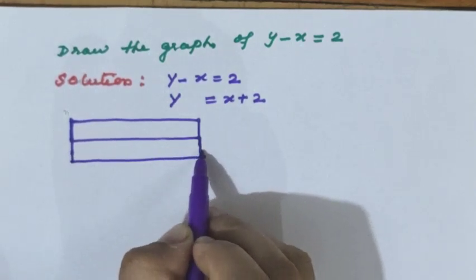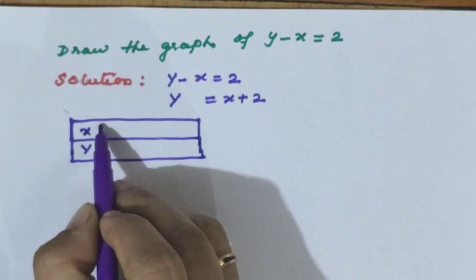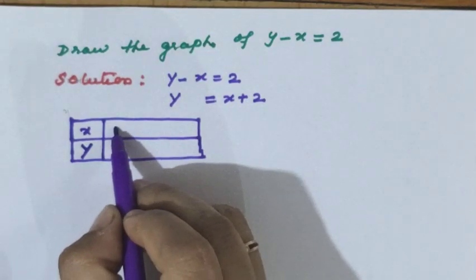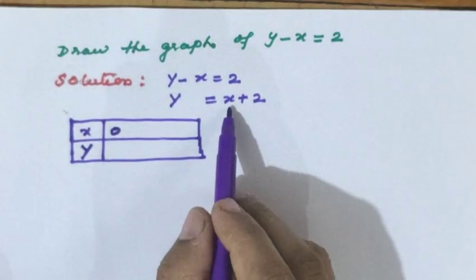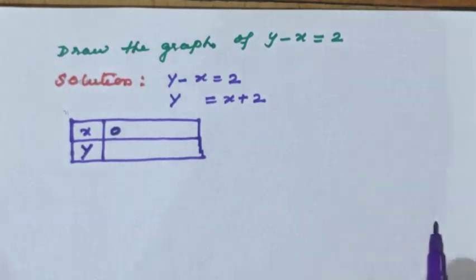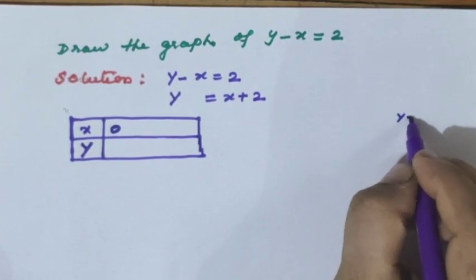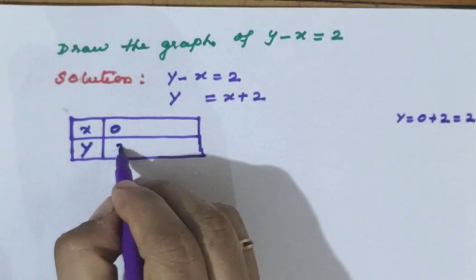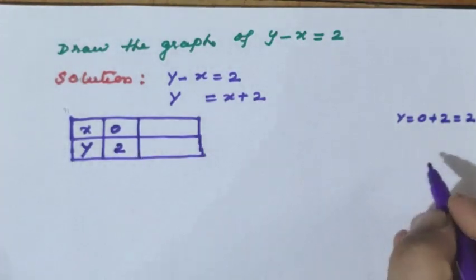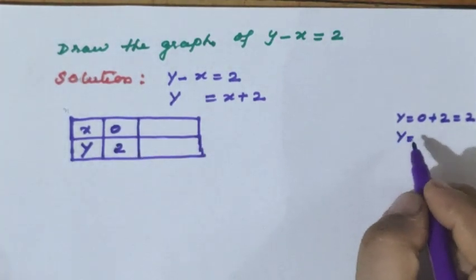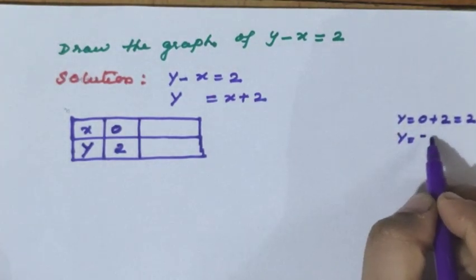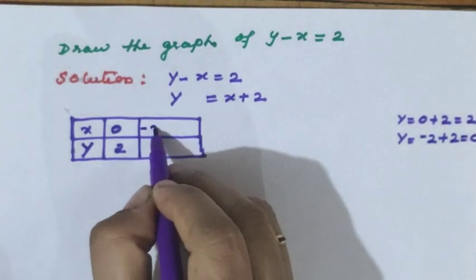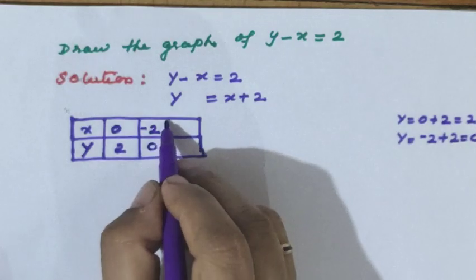Here we should find minimum 3 values. So x and y I am writing. So x value I have to put now. What x value am I using here? I am making x 0. So if x is 0, 0 plus 2 we are getting. Anybody interested can see this step. 0 plus 2. What is the value for y? 2. So against y I will write 2. Now the next solution, I am taking x as minus 2. So minus 2 plus 2, what is the answer? 0. So minus 2 I am putting here. So the result for y is 0.